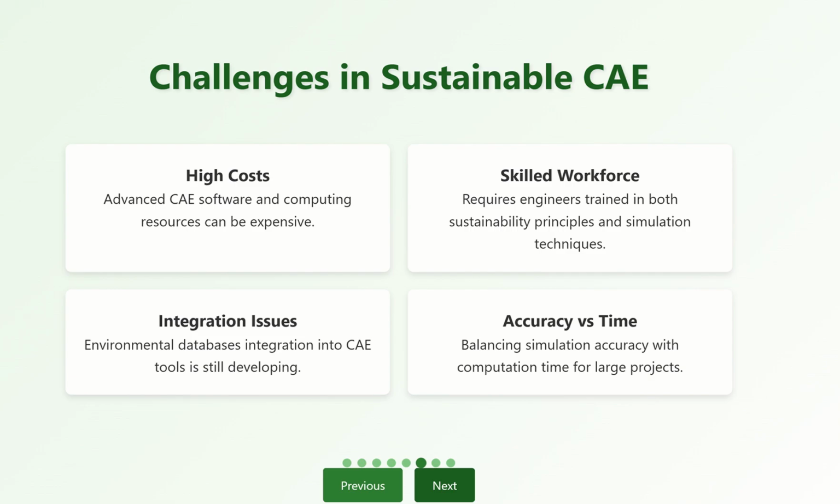Then last is about accuracy and time. For you to give an accurate result, balancing simulation accuracy with the computational time for large products may seem a challenge, because it requires a high-end computer. It may take time to run to give you an accurate result. So if you're not patient, if your computer is not powerful, and if you're not skilled, accuracy will not be achieved. Those are the challenges when you're using sustainable solutions in computer-aided engineering.